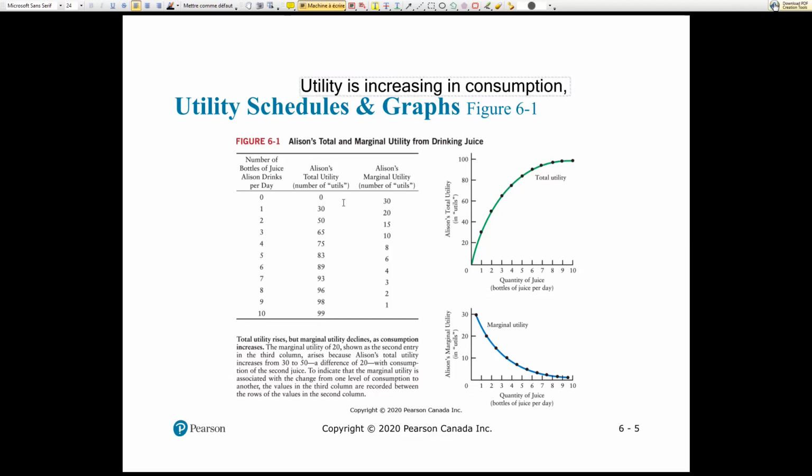So let me draw something there. For instance, here this would be the slope. The slope would be 30, and then here the slope would be less, and the value of the slope is, for instance, 6 or 7 around here, but here it's bigger.